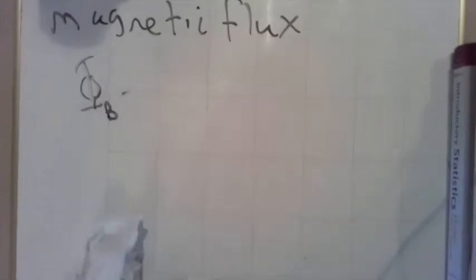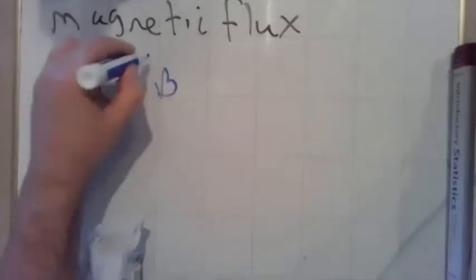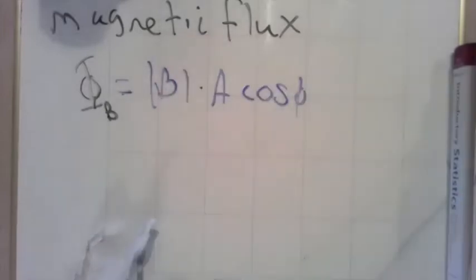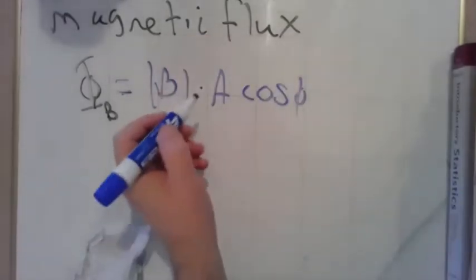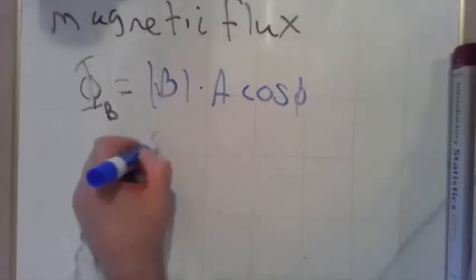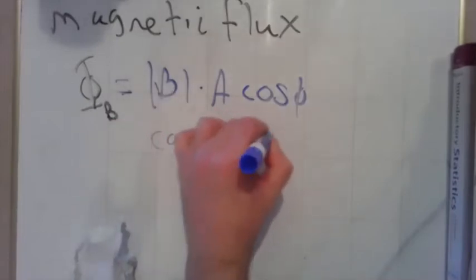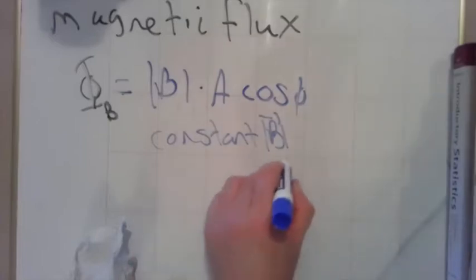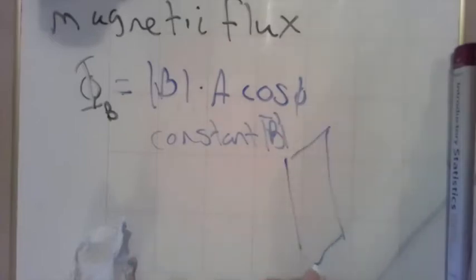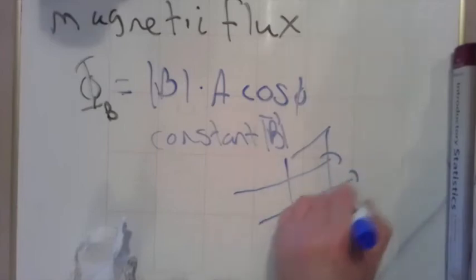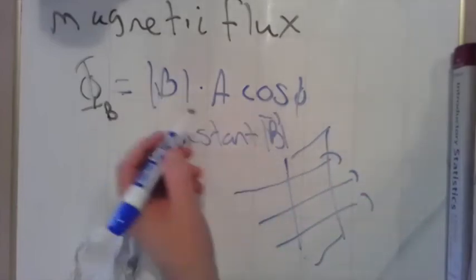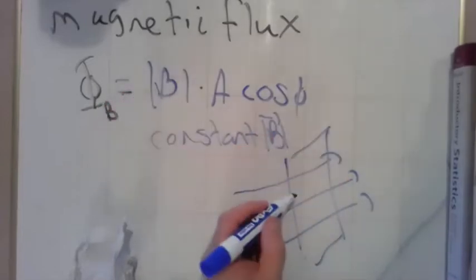Then in the simple case, we get the magnitude of B times area times cosine of the angle between them. So this is for constant B. Then I have some area, and I've got B flowing through that area. Then the amount of flux that flows through that area is the magnitude of B times your area.